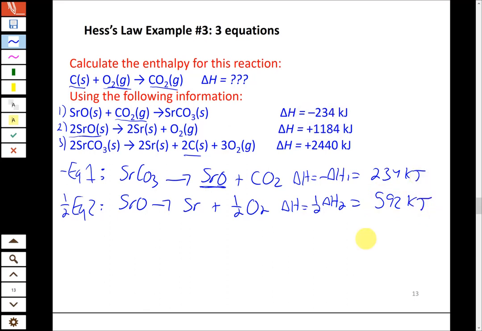So we knew we had to do that because we want SrO to cancel out. It doesn't appear in our overall equation. So we know that that's what we have to do to equation 2. Even though it doesn't directly give us the right coefficient for oxygen, it does allow us to cancel that intermediate.